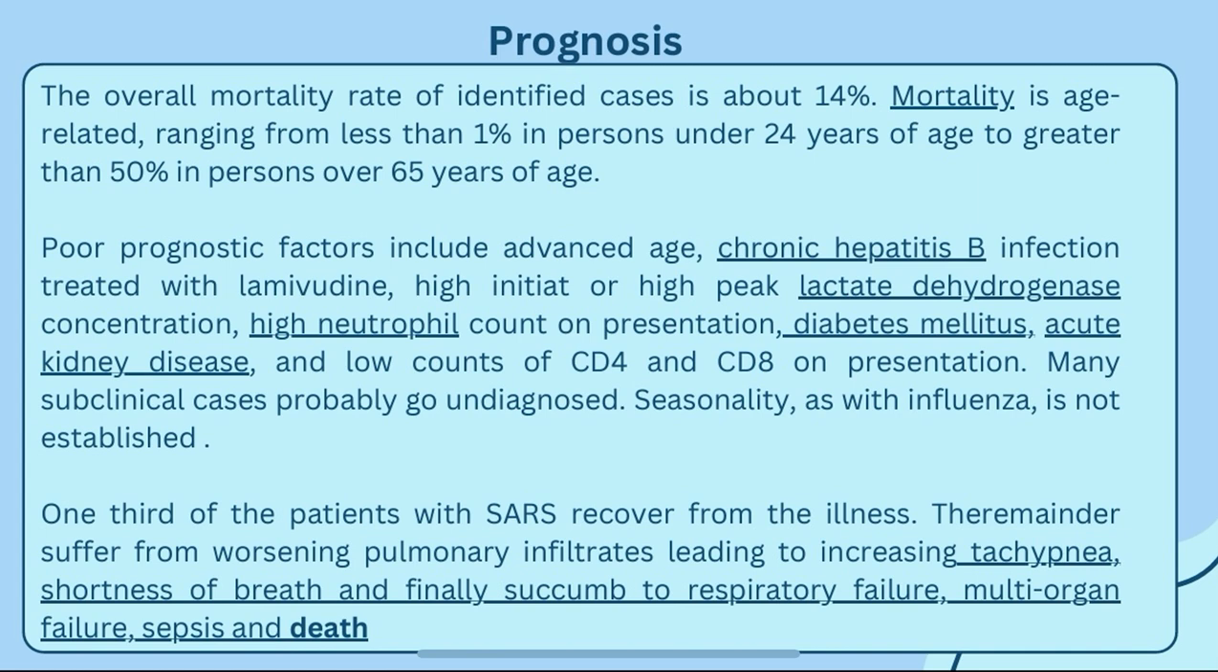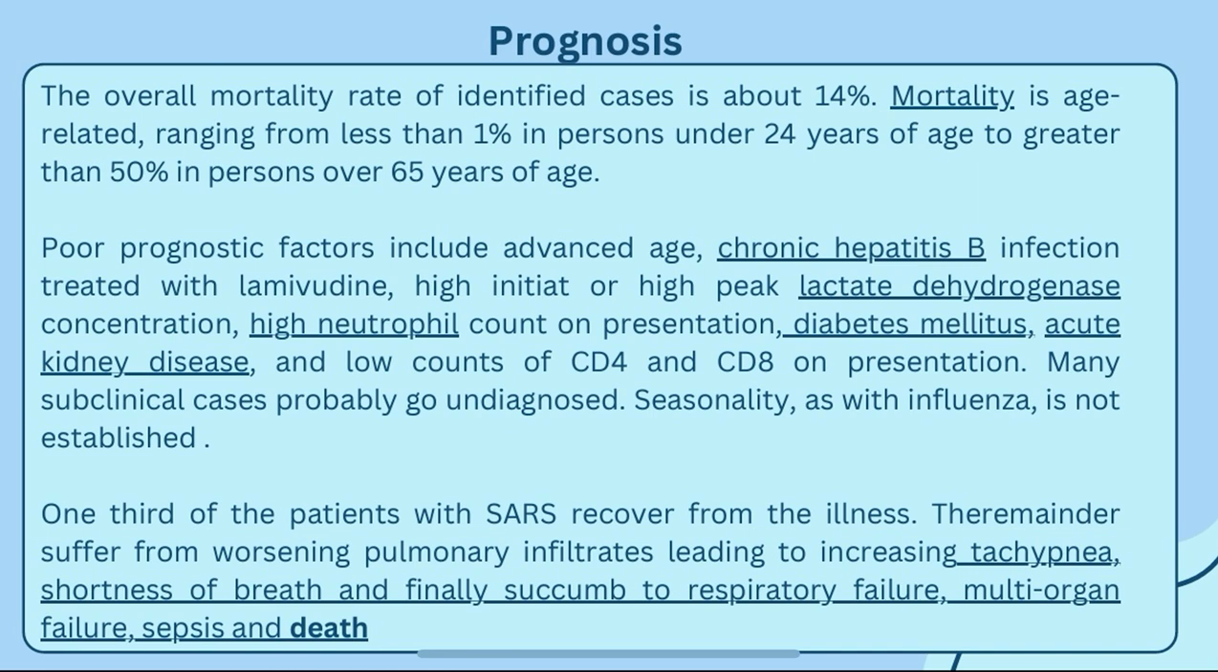The poor prognostic factors are advanced age, like we discussed earlier, chronic hepatitis B infection, in people treated with lamivudine, high peak lactate dehydrogenase concentration, high neutrophil count on presentation, diabetes mellitus, acute kidney injury, or low counts of CD4 and CD8 on presentation. Many subclinical cases go undiagnosed. Seasonality, as with influenza, is still not established.